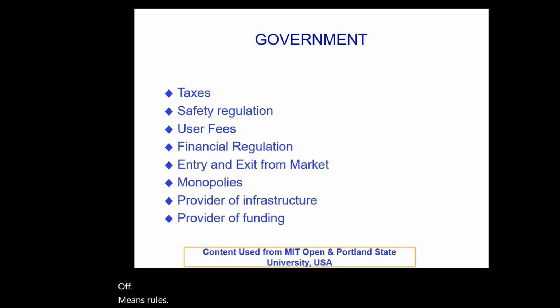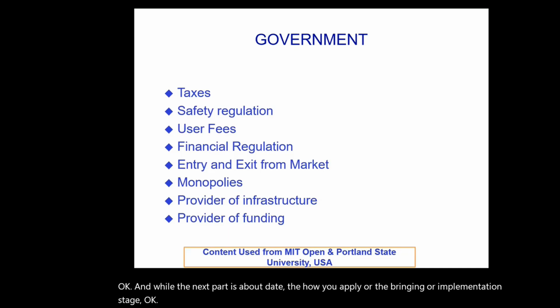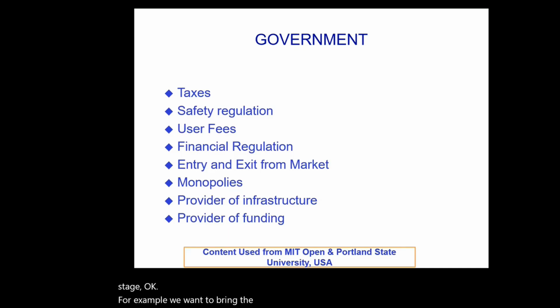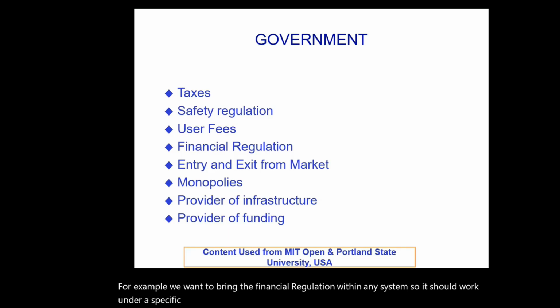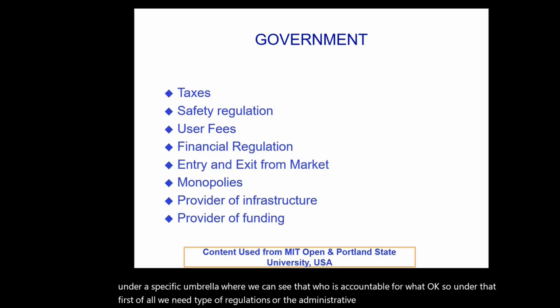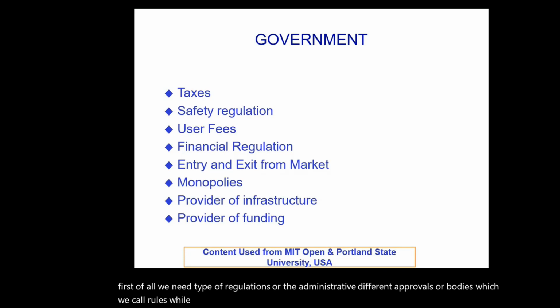Okay. While the next part is about how you apply, or bring, the implementation step. For example, we want to bring the financial regulation within any system, so it should work under a specific umbrella where we can see who is accountable for what. So under that, first of all, we need types of regulations or the different administrative approvals or bodies, which we call rules, while the next part is about the implementation. So the next part is about entry and exit.